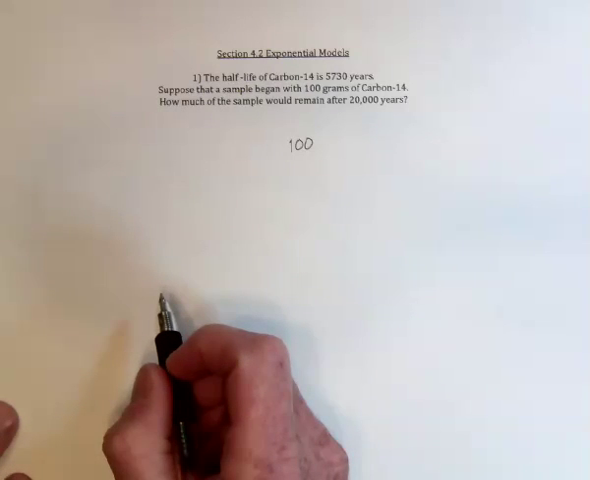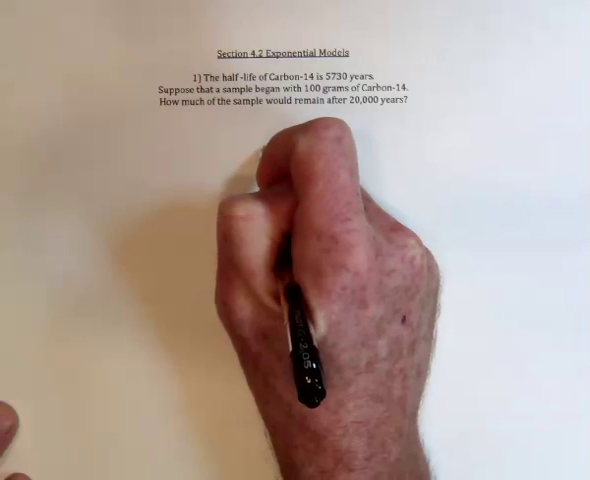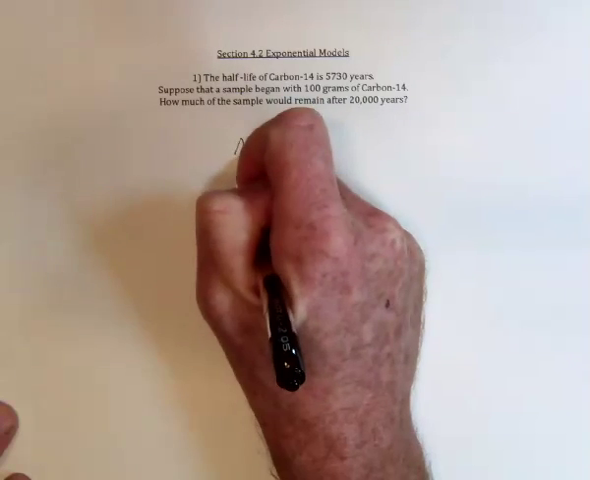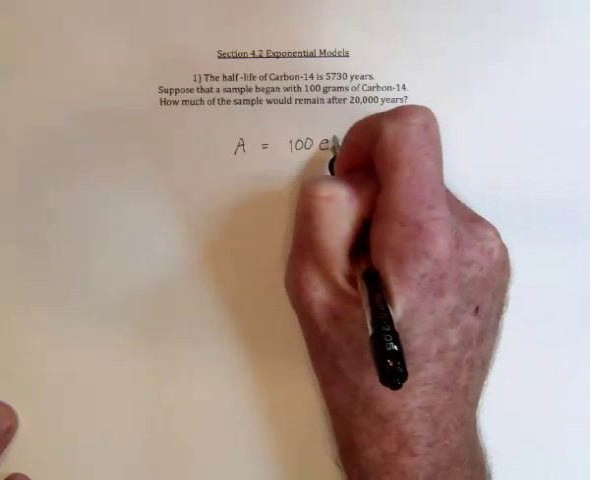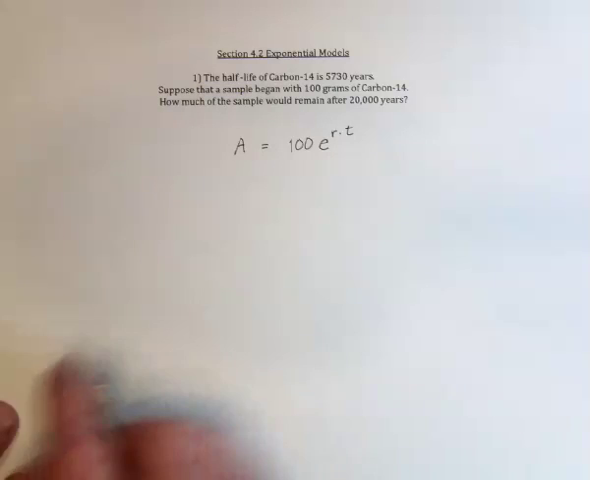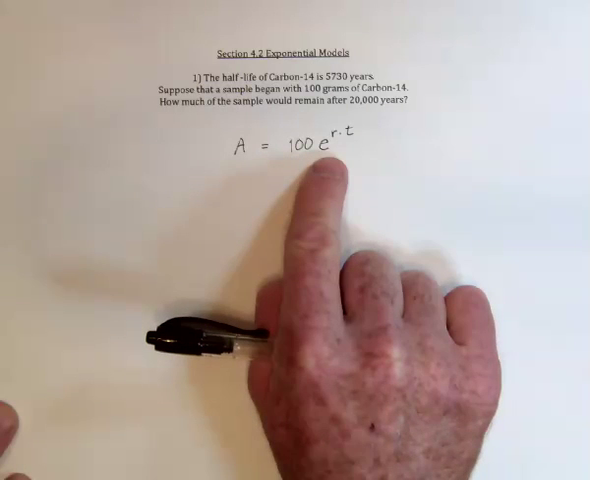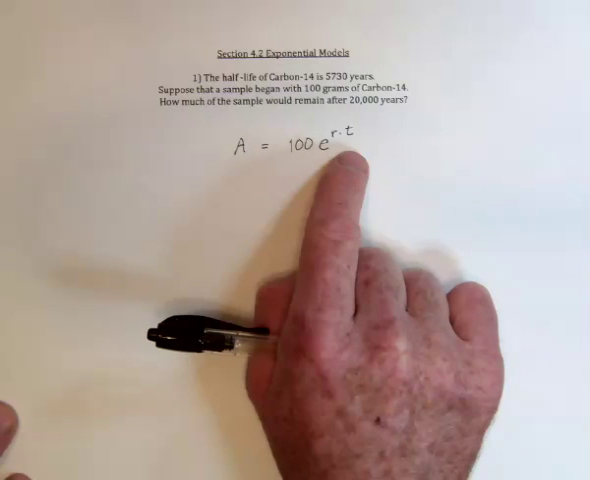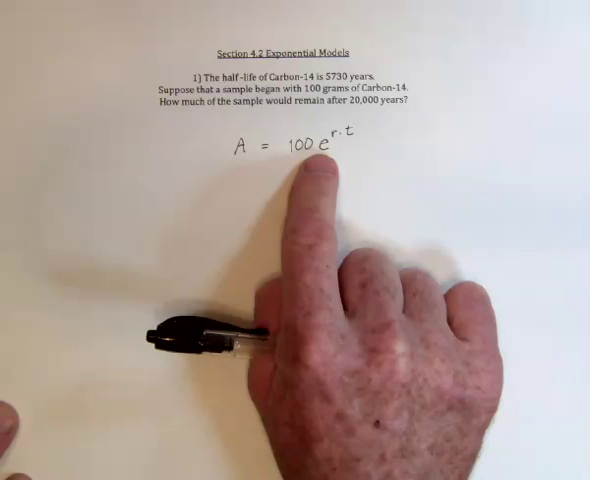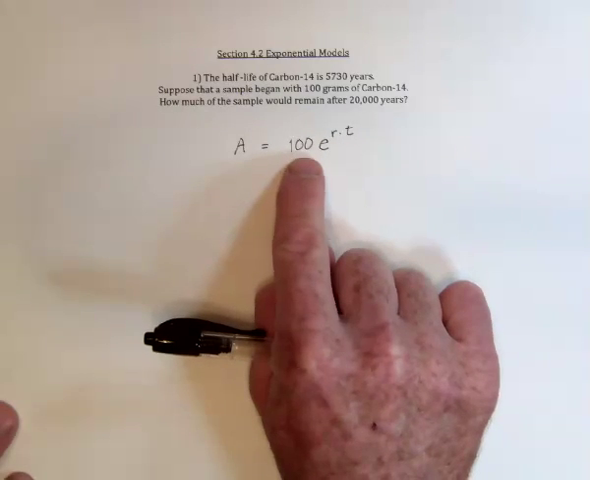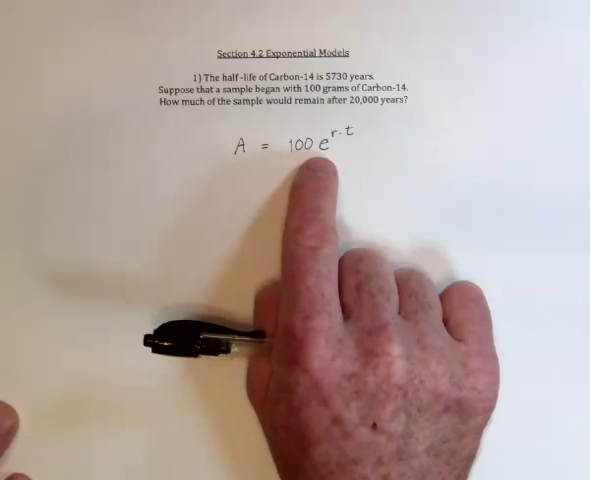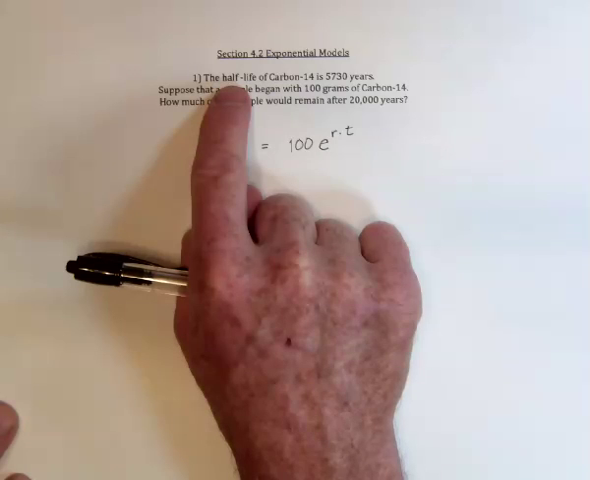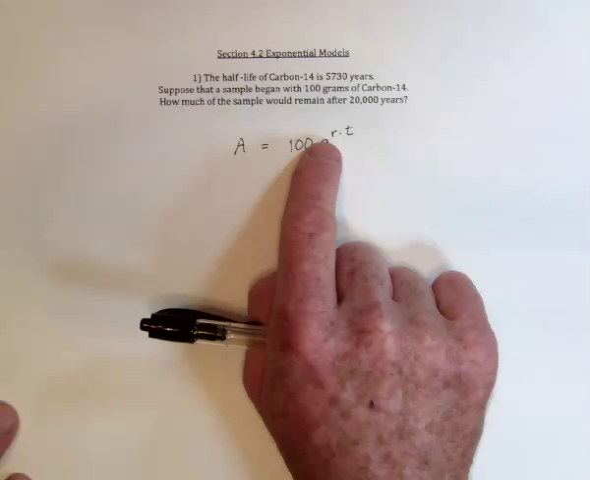And if the half-life is 5,730 years, we could say, all right, I'm going to use an exponential growth model. So we start with the beginning amount and then the exponential function, with r being the rate and t being the time in years. If r is positive, this 100 is going to grow bigger and bigger and bigger. With this one, half means that it's actually getting smaller, and so this r is going to be negative.